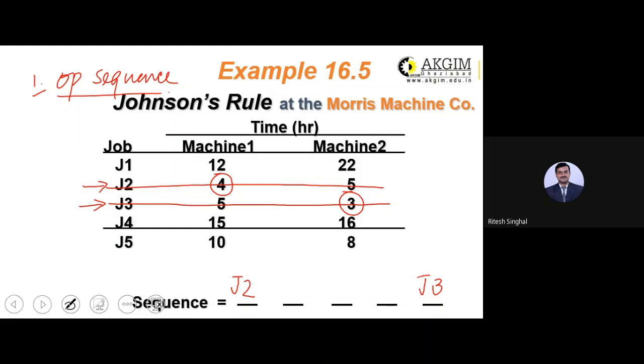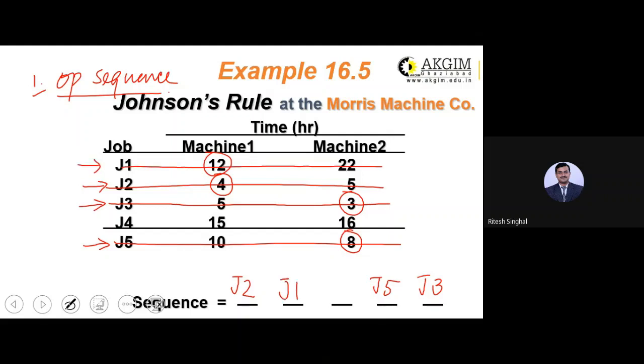The third minimum is 8. And this 8 is on machine 2. That is why we are going to schedule this J5 as late as possible. Next minimum is 12. Schedule this J1 as early as possible. Now we only have one single option, that is J4. And now this sequence is ready.